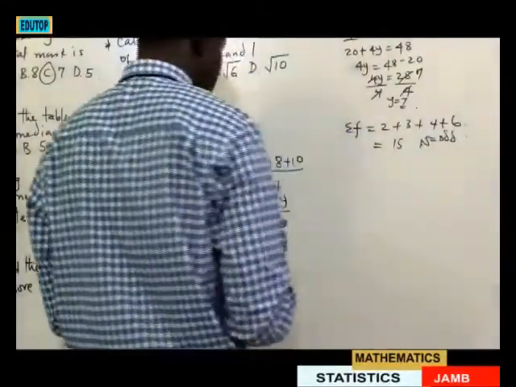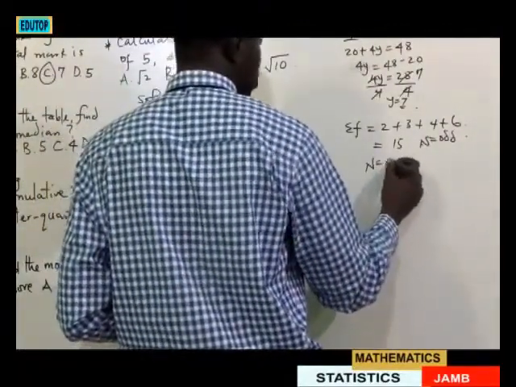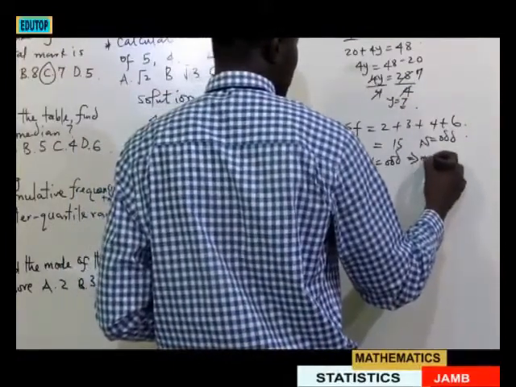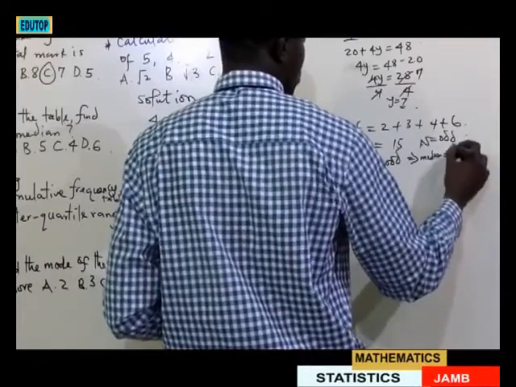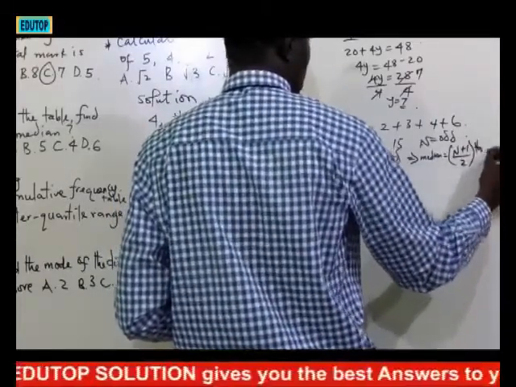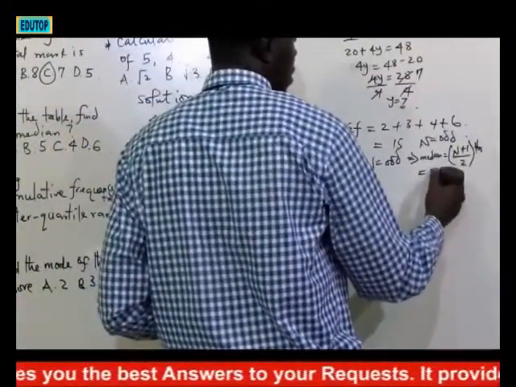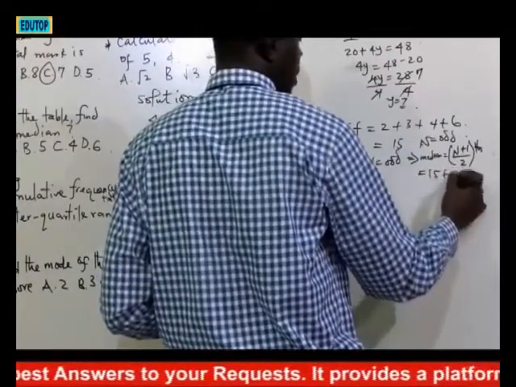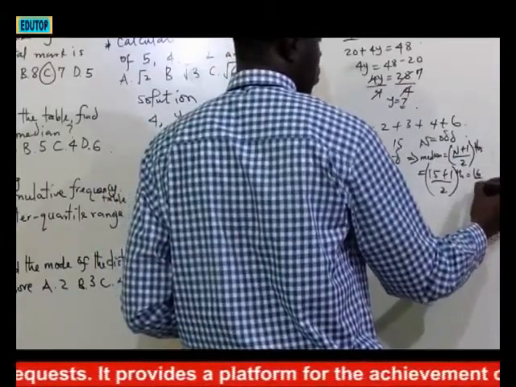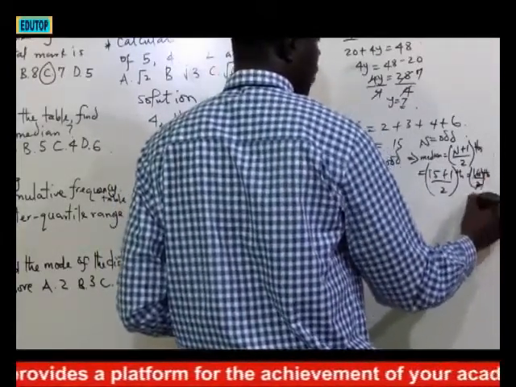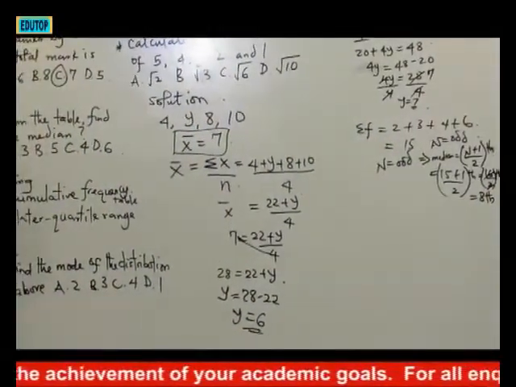And if you are to use that formula that has to do with odd, when n is odd, then the formula for calculating median will be n plus 1 over 2. Remember that formula, because we need it here. And that will be, n is 15, so 15 plus 1 over 2. And that will be 16 over 2. So by the time you divide this, then we have 8 position. So we are saying 8 position.